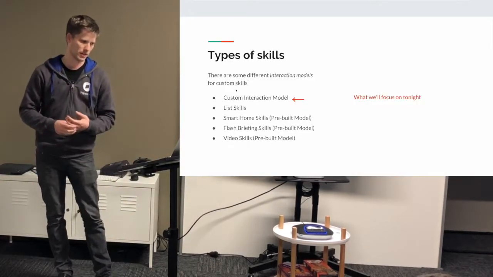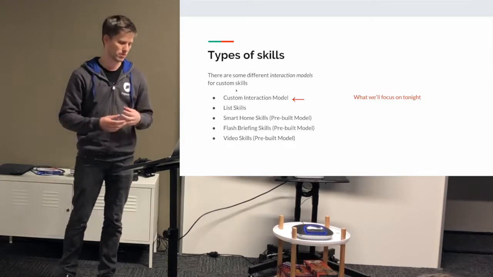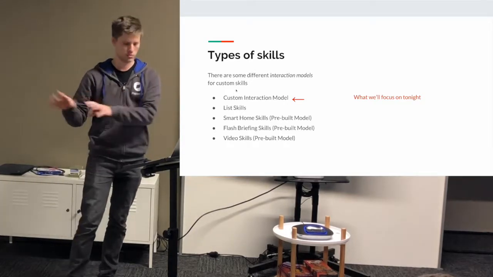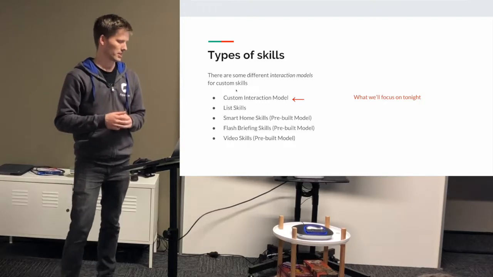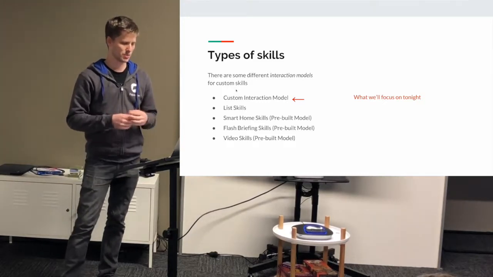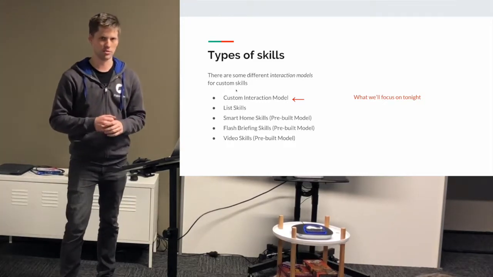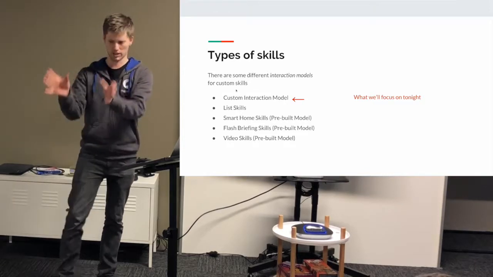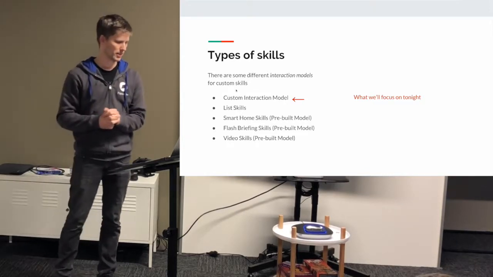The types of skills come in these different interaction models. The custom interaction model is the one that we'll focus on tonight. There's a couple of other pre-built ones. There's a list skill, which is an oddly specific way of building shopping lists. I don't know why that's a special thing on its own, but I only read about it last night, so who knows.